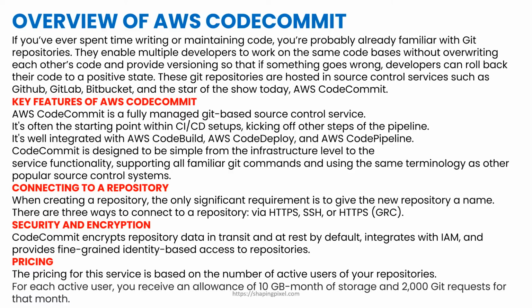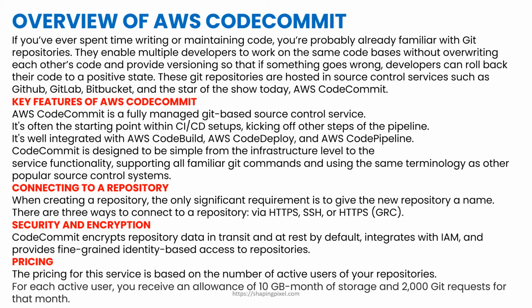These Git repositories are hosted in source control services such as GitHub, GitLab, Bitbucket, and the star of the show today, AWS CodeCommit. AWS CodeCommit is a fully managed Git-based source control service. It's often the starting point with CI/CD setups, kicking off other steps of the pipeline. It's well integrated with AWS CodeBuild, AWS CodeDeploy, and AWS CodePipeline. CodeCommit is designed to be simple from the infrastructure level to the service functionality, supporting all familiar Git commands and using the same technology as other popular source control systems use.